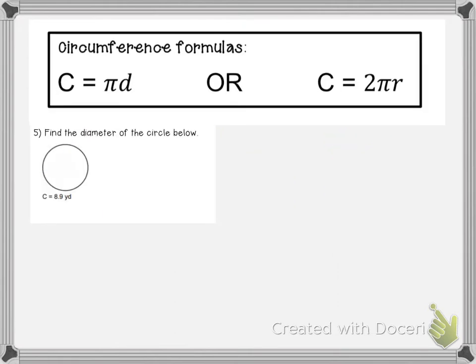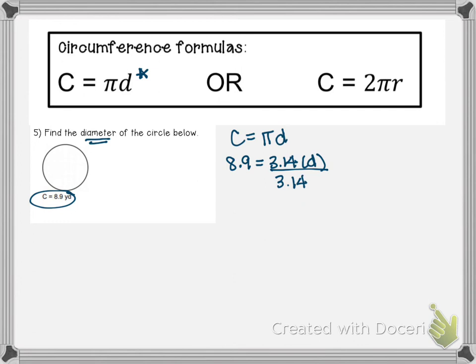And for our final one, here we are finding the diameter. This time they gave us circumference. So if we're finding diameter, we're going to want to use this formula. We're going to write our formula down, C equals pi d. But because C is 8.9, instead of writing C, we're going to write 8.9 equals 3.14 times d. Here we would use our equation rules, which is our inverse operation. This is multiplication, so we would divide by 3.14 and divide by 3.14. That leaves d on the right side, which is exactly what we wanted.